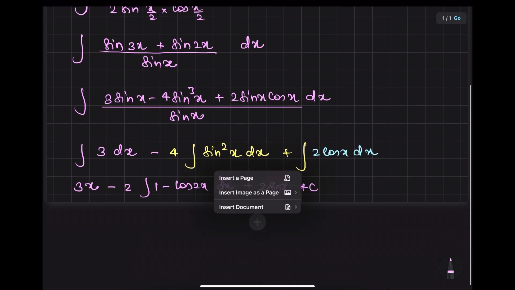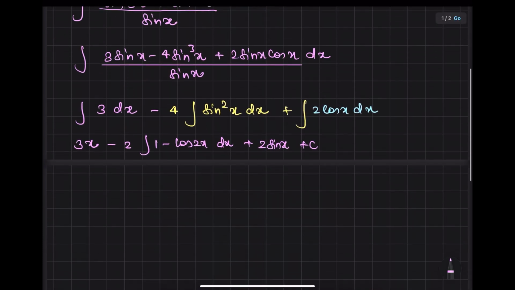Okay, now let's write down the final answer. You know that it is 3x minus, what is the integration of 1? x. So minus 2 into x will become minus 2x. Now what is the integration of cos 2x? It is sin 2x by 2, because of this coefficient. So it is minus 2 times sin 2x by 2. If you take z as 2x, you will understand that I am correct.